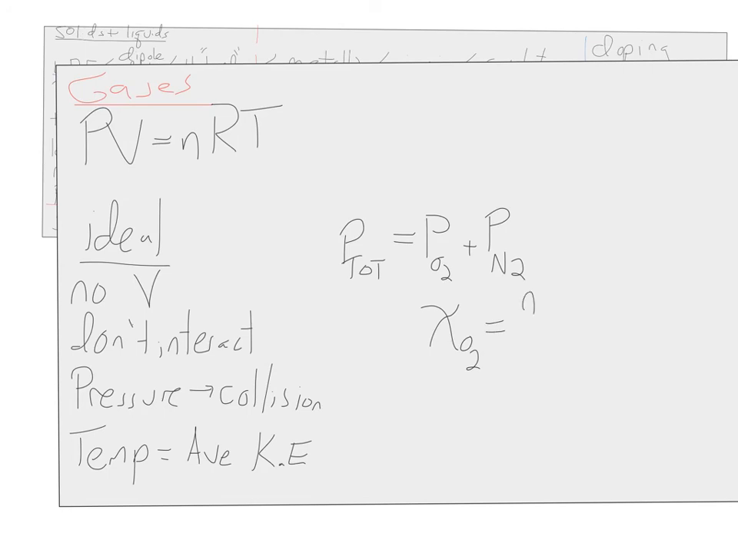And the number of moles of the particles, so if we did oxygen, the moles of oxygen over the moles total, it's going to be identical to the pressure of oxygen over the total pressure. Because if the volume and the temperature are the same, the gas constant's the same, the moles and the pressure will be proportional to one another if everything else is kept constant.